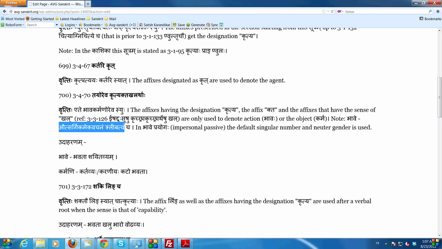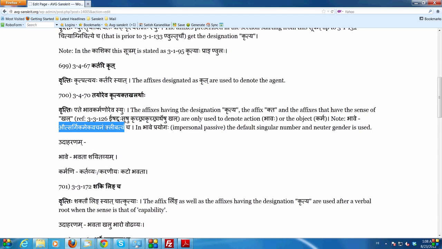For example, Ramena Vali Hataha. Now Hataha is singular but it's not neuter. So it could not be a bhave prayoga. So every bhave prayoga has to be neuter singular. Okay, so that is one way you can check. If you suspect a bhave prayoga, check if it's neuter singular. If it is not, it cannot be.